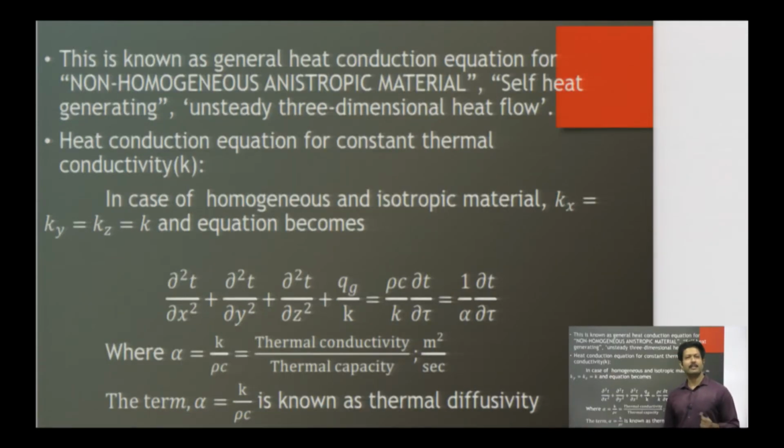So let's go to this. This is known as the general heat conduction equation for non-homogeneous anisotropic material, self heat generating, unsteady three-dimensional heat flow, heat conduction equation for constant thermal conductivity K. So what we have done is taken q dash minus q, that is the net heat. How we have achieved this? I am telling you that.